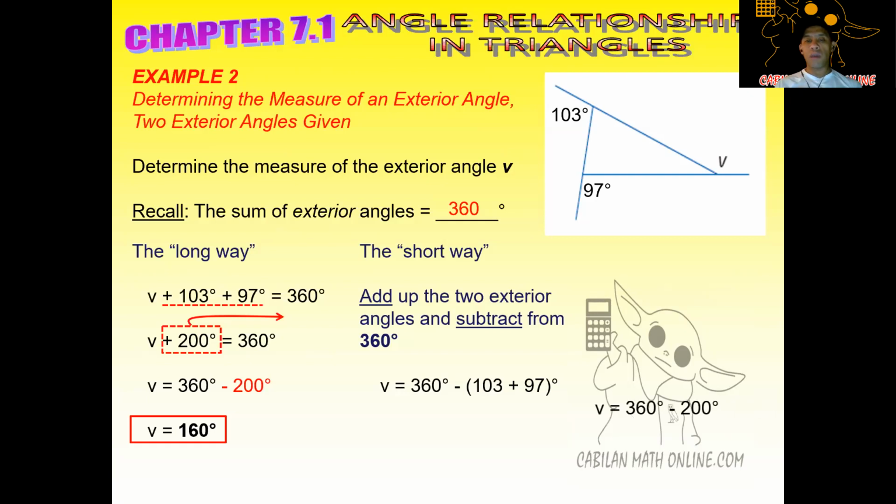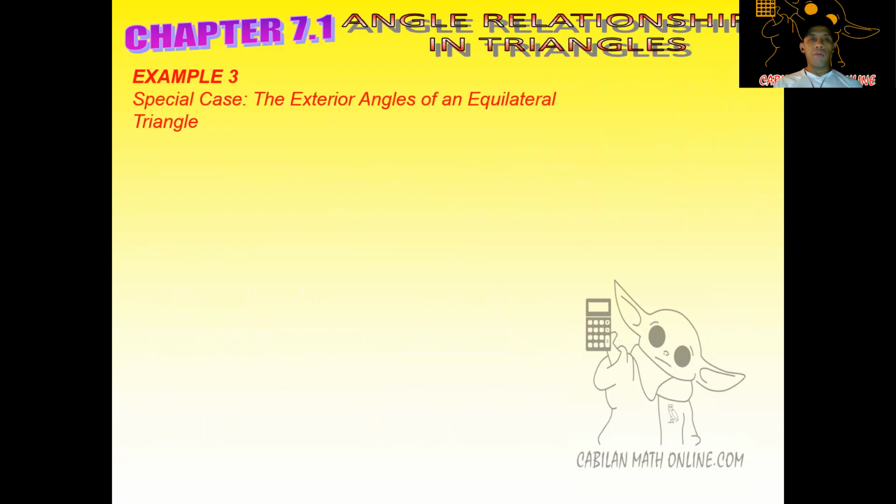So when I add up those two angles, we get 200, and then we subtract the 200 from 360, which gives me 160 degrees. So those are just the two ways that you can solve for that particular problem. The next thing we're going to do is look at the exterior angles of an equilateral triangle.